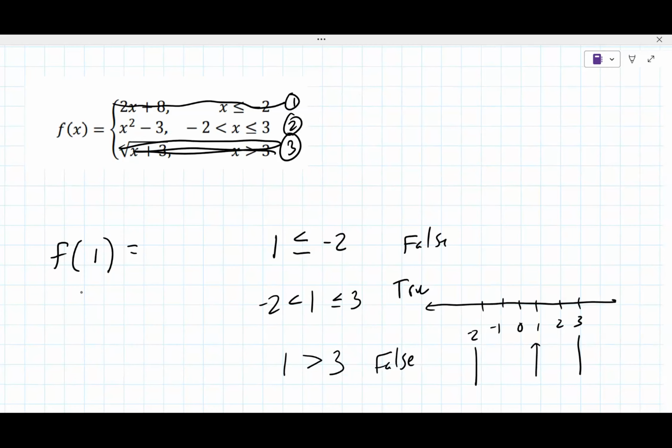So which piece do we have to use? 2. Okay, so I want you to find f of 1 using x squared minus 3, please. X squared minus 3. Okay. All right.